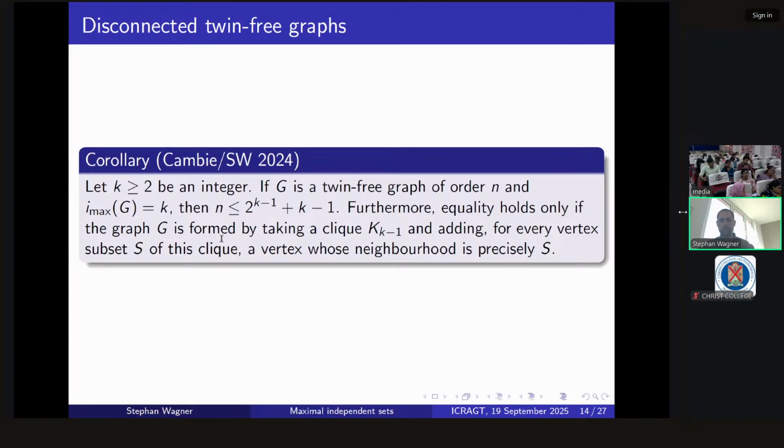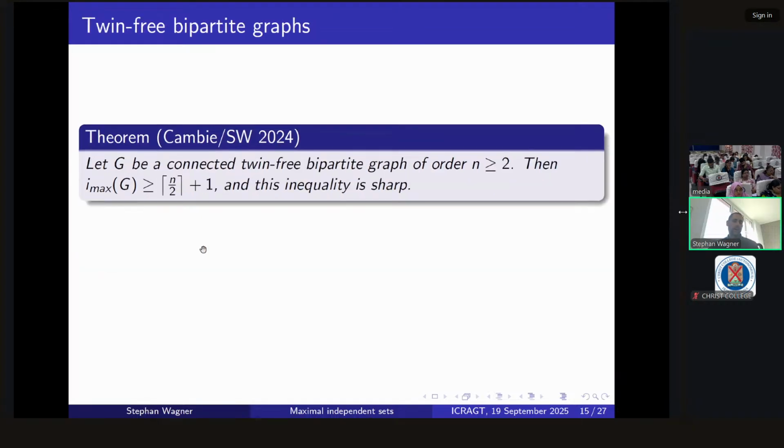Okay, so remember that. Twin-free graphs, number of independent sets, at least logarithmic in the size. Now what happens if I change things a bit, if I impose other restrictions on the graph? One natural thing to do would be to consider bipartite graphs. So if I take a connected twin-free bipartite graph, things change.